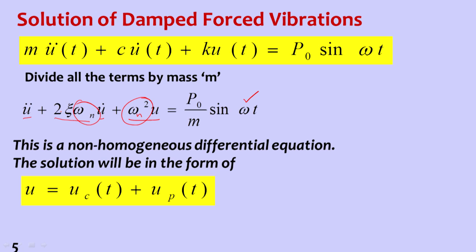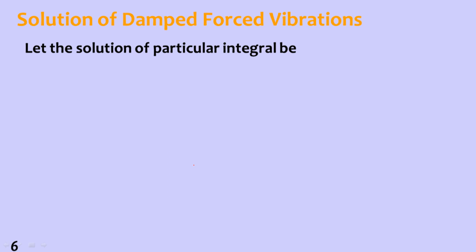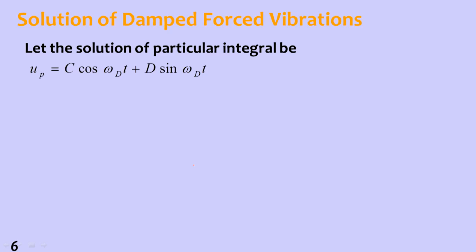Since it is a non-homogeneous differential equation, the solution has two parts: one is the complementary function and the second one is the particular integral. First of all, let us find out how the particular integral looks. Since a sinusoidal wave is applied as the forcing function, we can assume the solution to be of two components, that is c cos omega dt and d sin omega dt. Here omega d is the damped natural frequency.